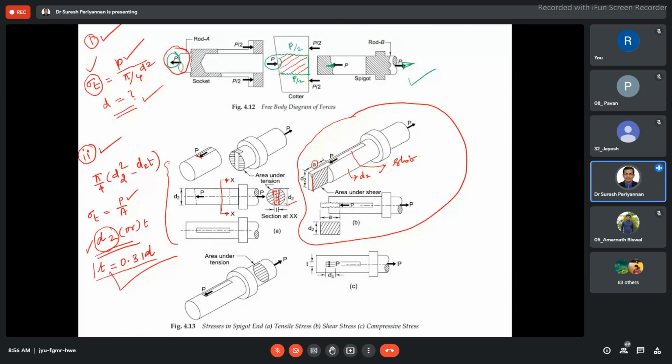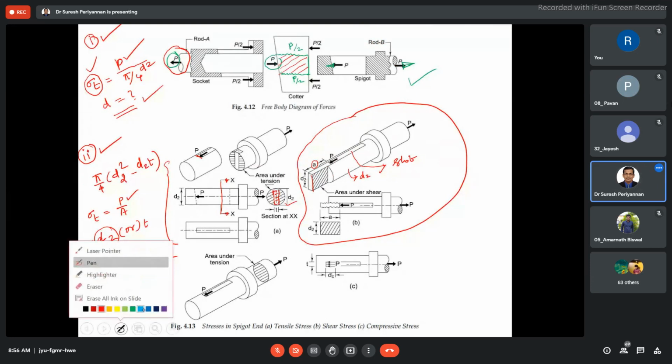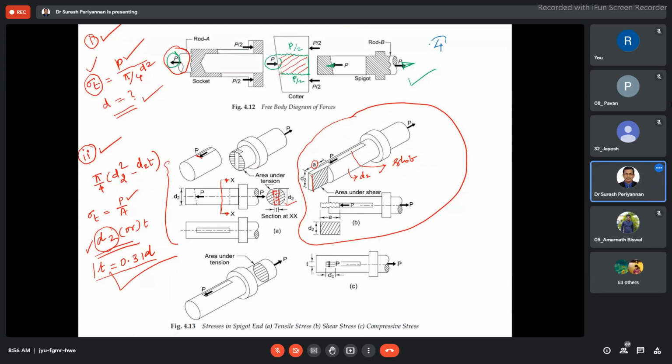Now this is the fourth case. Now the spigot is subjected to shear failure. Then tau is equal to load divided by sheared area. Sheared area is nothing but P by 2 into A into D2, because here also both sides, this side and the back side. This A into D2 is the area of this shear.